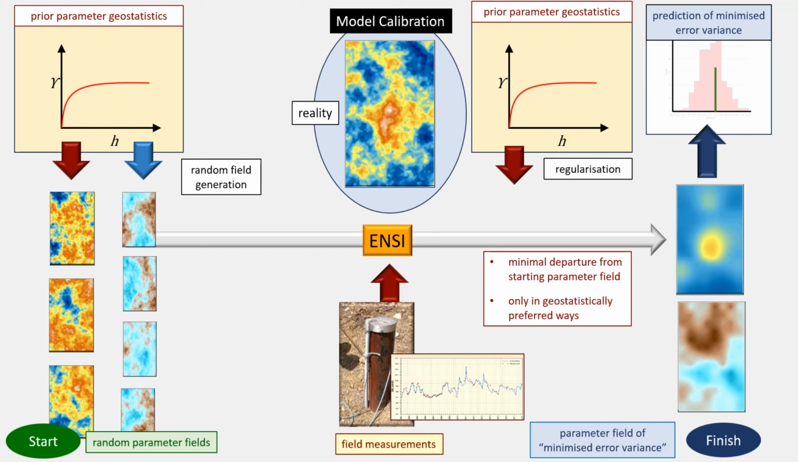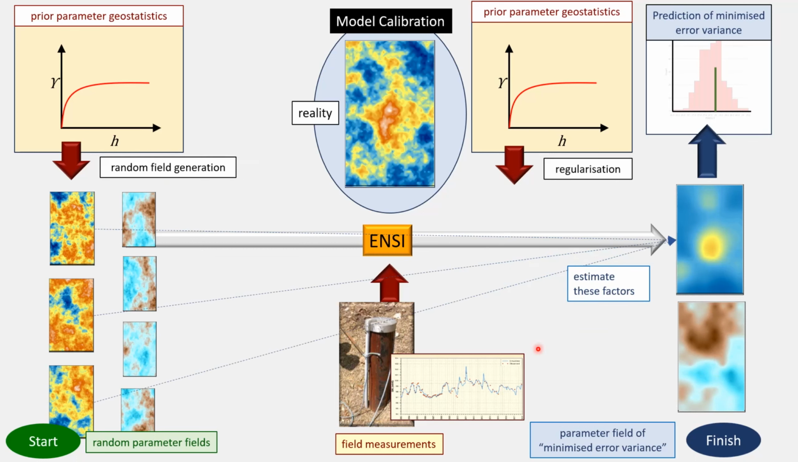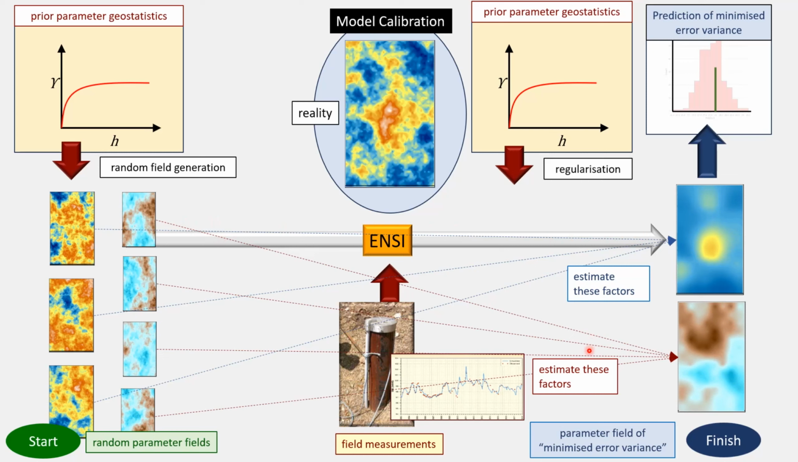Behind the scenes, PEST-HP is calculating factors through which these parameters are combined to produce this subspace of the final parameter field, and then evaluating factors through which these realizations are combined to calculate this component of the final parameter field.